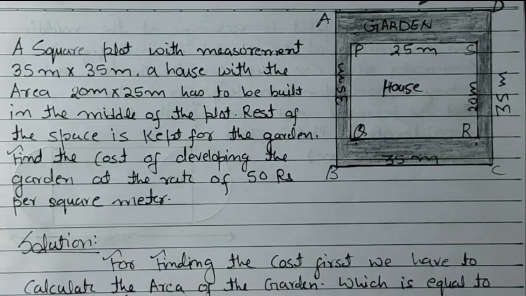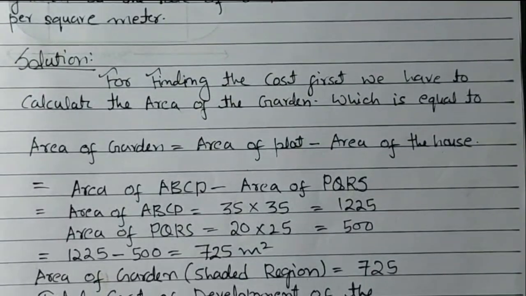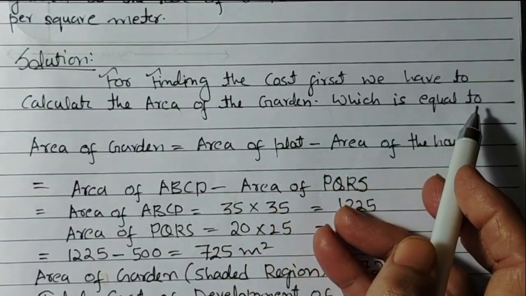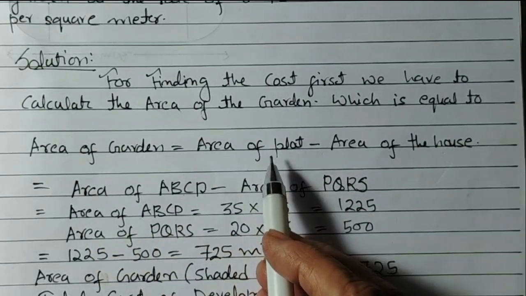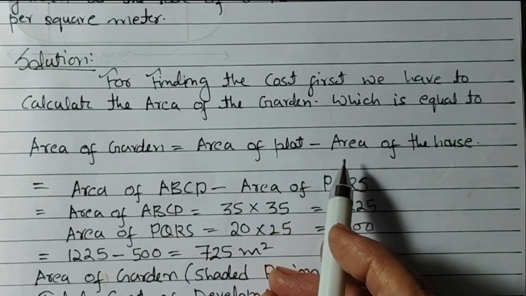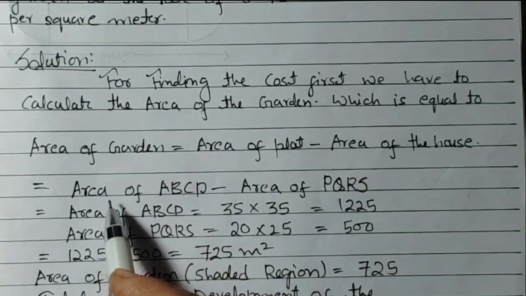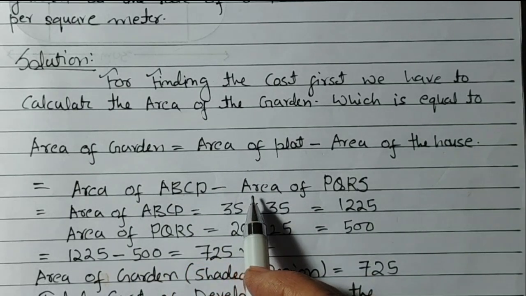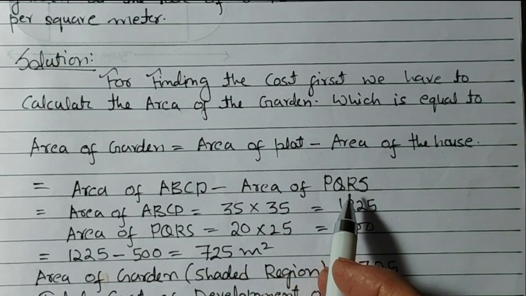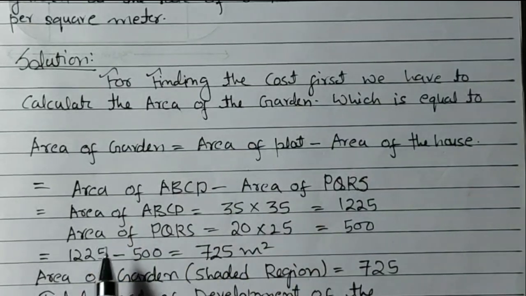First we have to calculate the area of the garden, which is equal to area of the garden, which is area of the plot minus area of the house. So area of ABCD minus area of PQRS. From plot, we will subtract the area of the house.